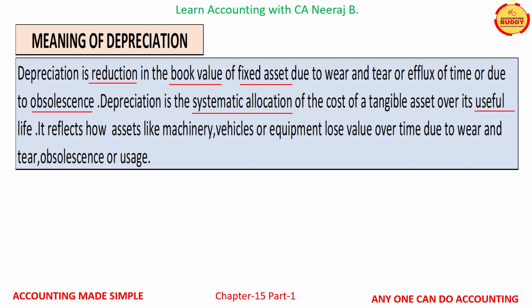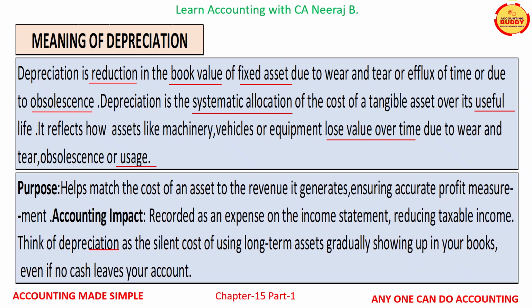It reflects how assets like machinery, vehicles or equipment lose value over time due to wear and tear, obsolescence or usage. Depreciation helps match the cost of an asset to the revenue it generates, ensuring accurate profit measurement. Depreciation is recorded as an expense on the income statement, reducing the taxable income of the business. Think of depreciation as the silent cost of using long-term assets gradually showing up in your books even if no cash leaves your account.